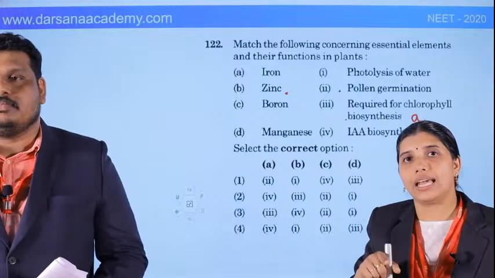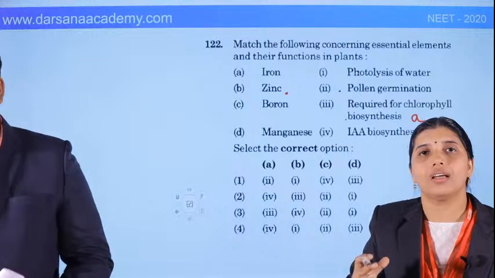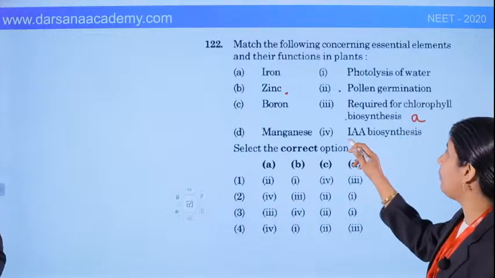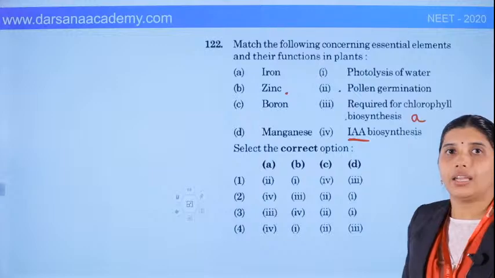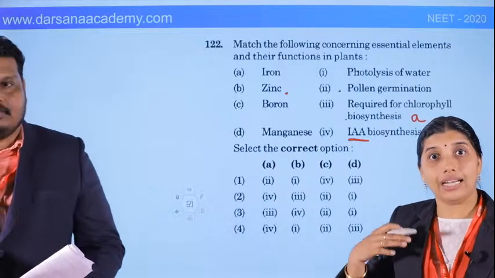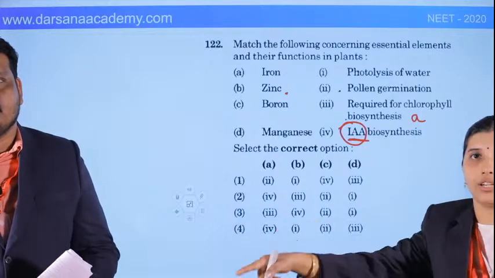This term auxin we can see in mineral nutrition, but that term is connected with plant growth and development. What do we see in plant growth and development? IAA. What is IAA? Indole 3 acetic acid. We know that. That is auxin. That is the auxin name given in plant growth and development.